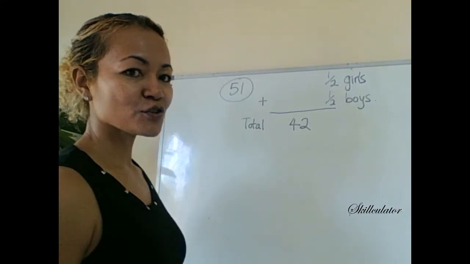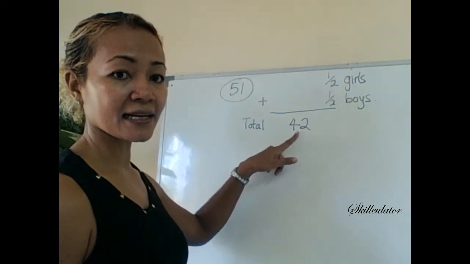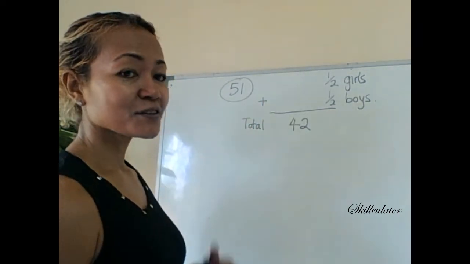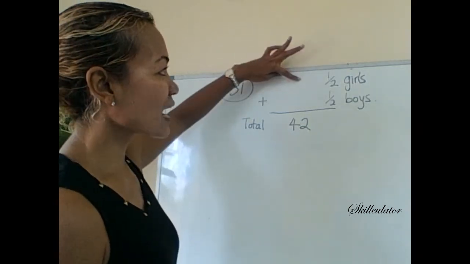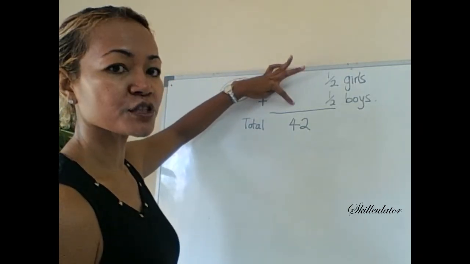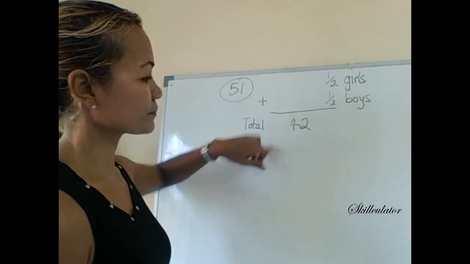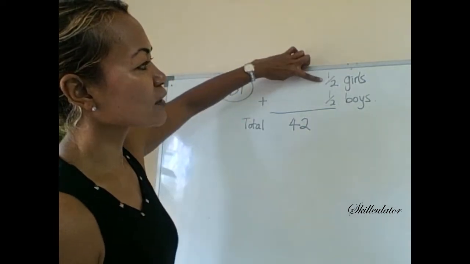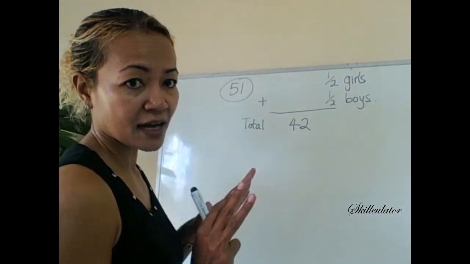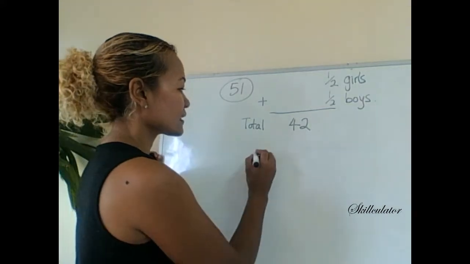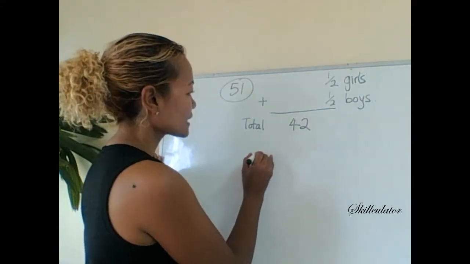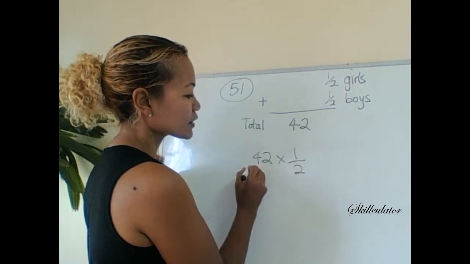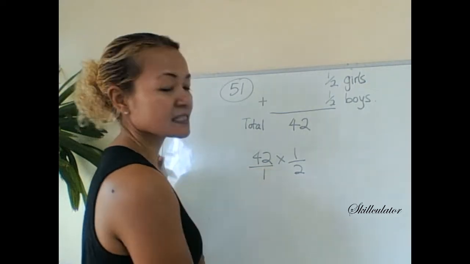In this question, you're told that the number of children in a class is 42. Then you're told half of them are girls. So you know half of them are boys, right? So half the number which is girls plus half of the number which is boys is equal to 42. So whatever the number is for girls, you know it'll be the same for boys because half and half is equal to 1. Right. So how do you get the half? 42 multiplied by half, which is 1 over 2. 42 you must convert to a fraction, which is just putting it over 1.